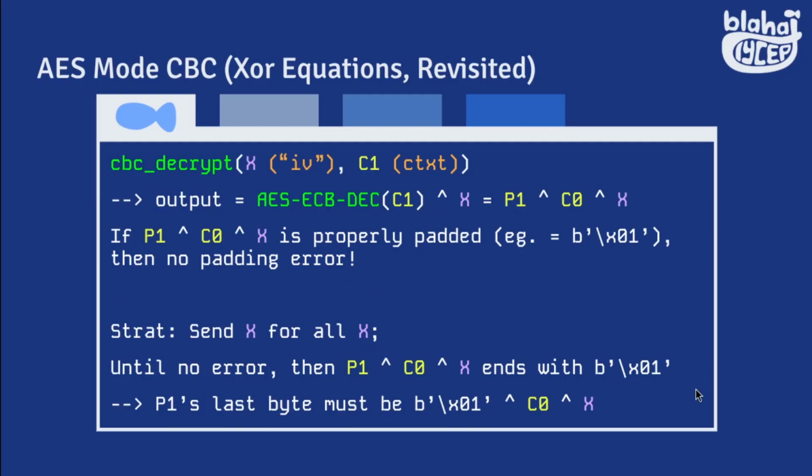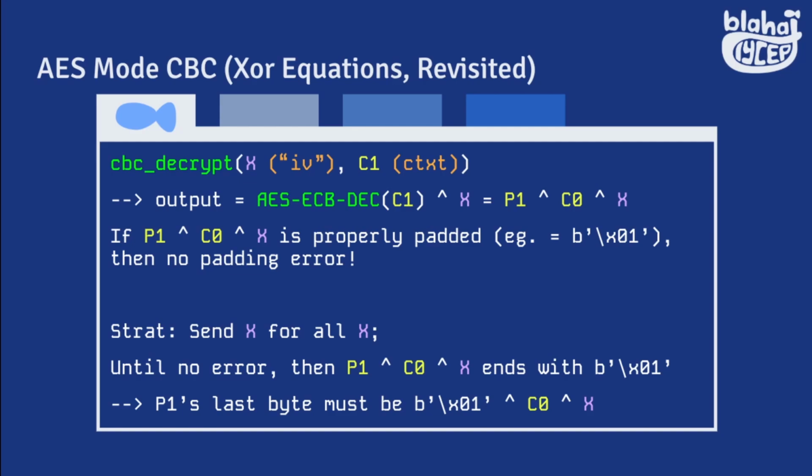Then you'll be able to figure out that P1's last byte would be \x01 XOR with X XOR with C0. Or more importantly, we can write this as P1 XOR C0 equals the last byte \x01 XOR with X. That's the whole idea: because we find the right value whereby there's no padding error, we figure out that this has to be the correct padding. So this XOR X must be equal to our P1 XOR with C0. The gist of the attack is that once we find this correct X value, we know the ciphertext, we just don't know the plain text, so we use this to derive the plain text.